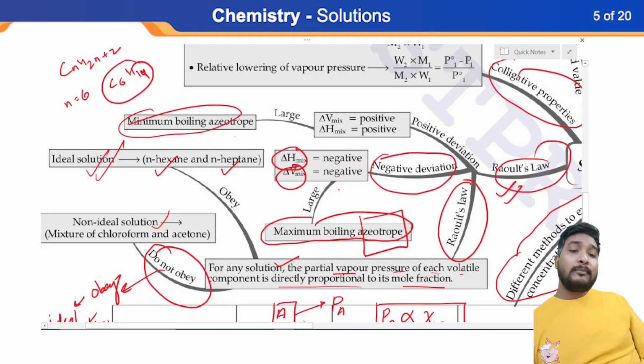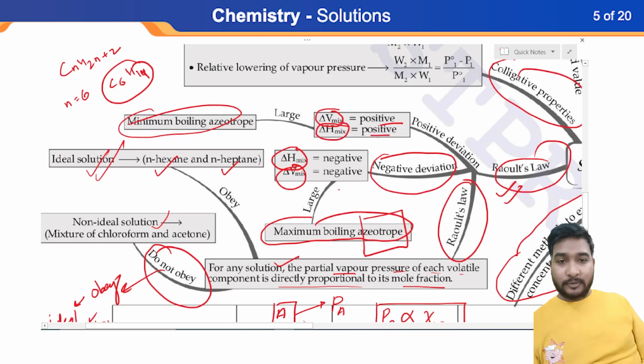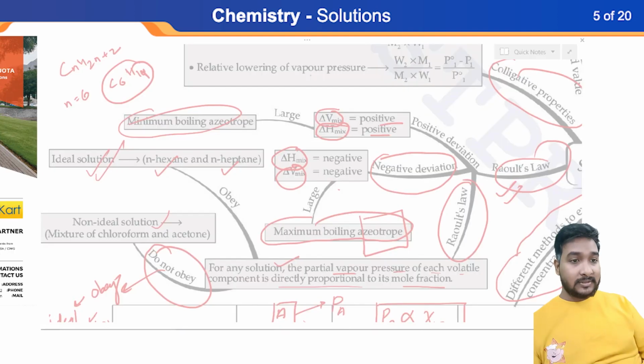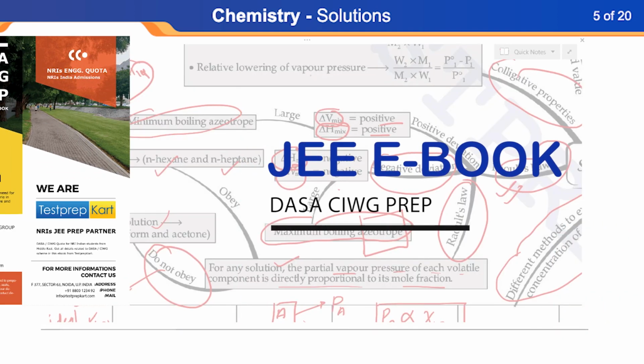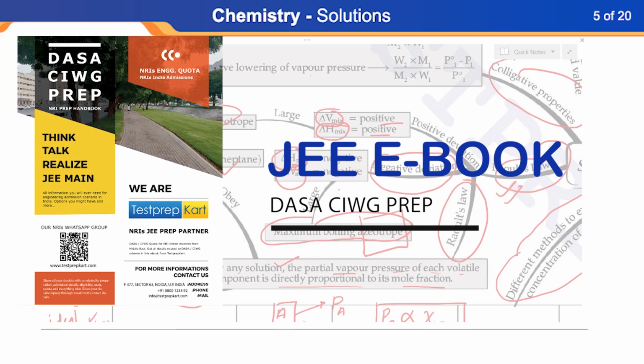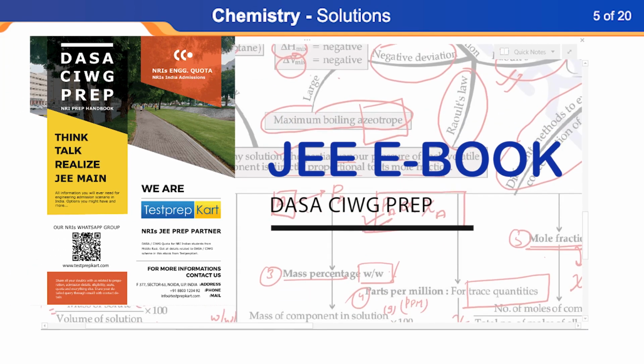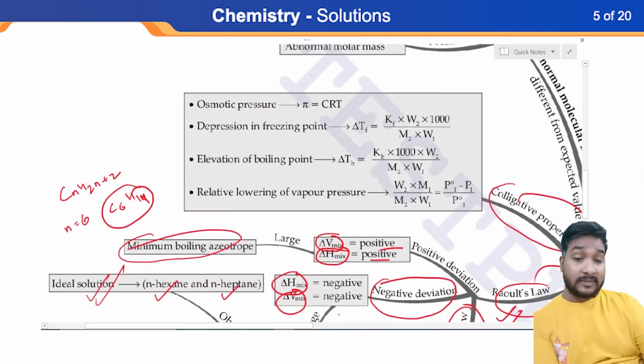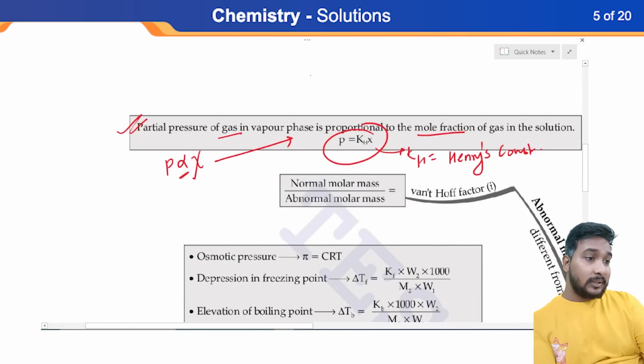But for minimum boiling azeotropes, change of volume during mixing should be positive, and change of enthalpy during mixing should also be positive. Okay, so this is all about Raoult's law, a very simple law. If you understand the concept along with the questions, obviously you will solve all types of questions with Raoult's law. It's a very simple law. Calculations are very less. The very positive thing is calculations are very low.